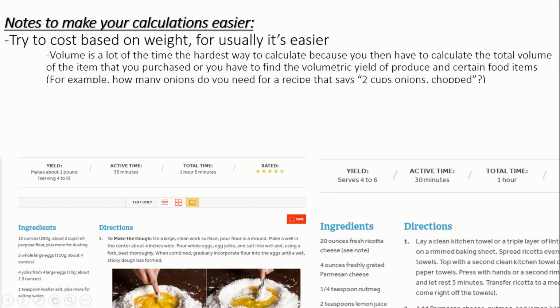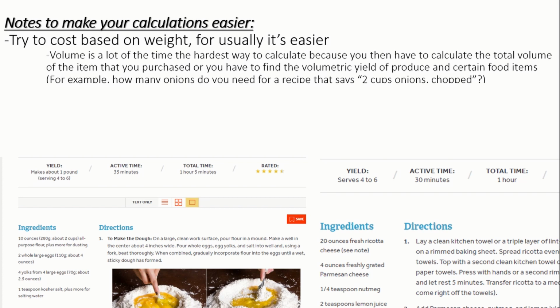They do give a volume measurement, but sometimes that can be really tricky, especially, as you'll see when we try to figure out unit cost, it's much more tricky to try to figure out unit cost based upon a volumetric measurement.